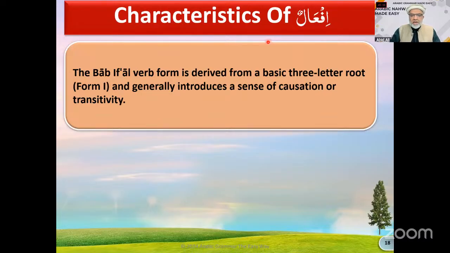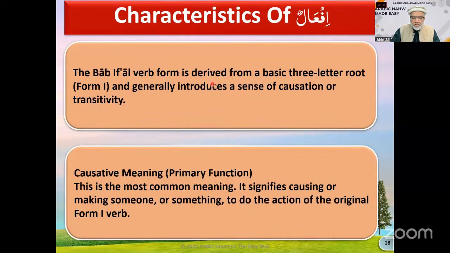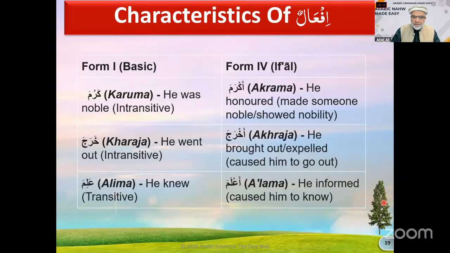So what are the characteristics of Bab If'āl? The Bab If'āl verb form is derived from a basic 3-letter root, form 1, and generally introduces a sense of causation or transitivity. So causative meaning is the primary function, and this is the most common meaning. It signifies causing or making someone or something do the action of the original form 1. Okay, let's look at this.